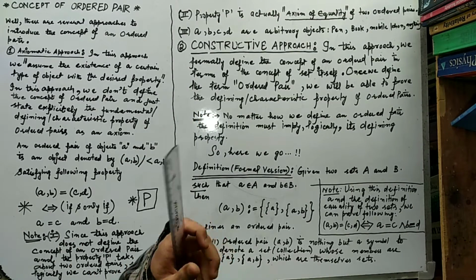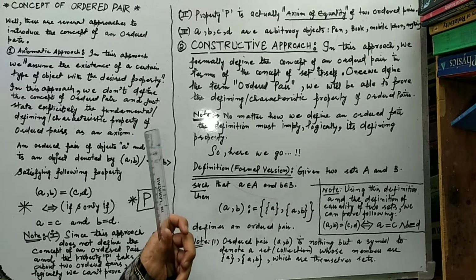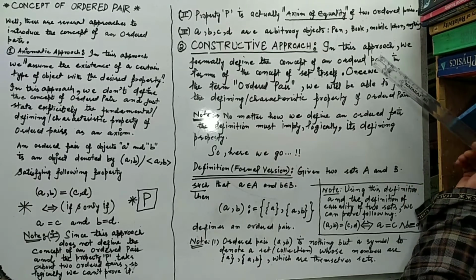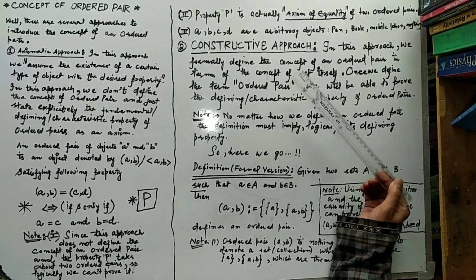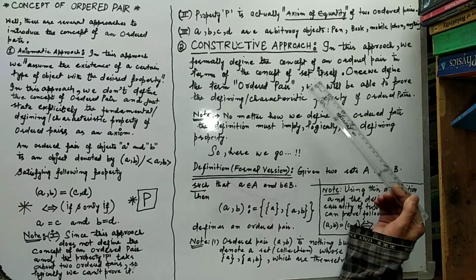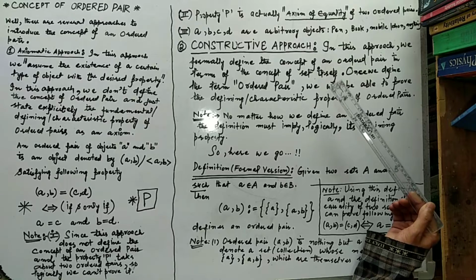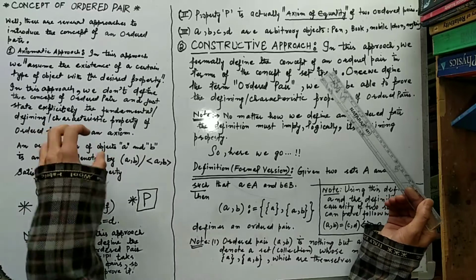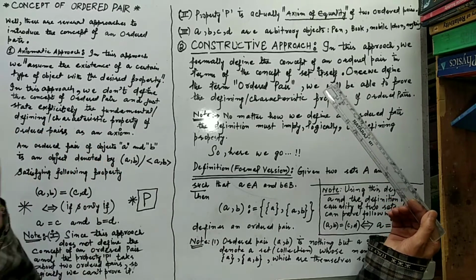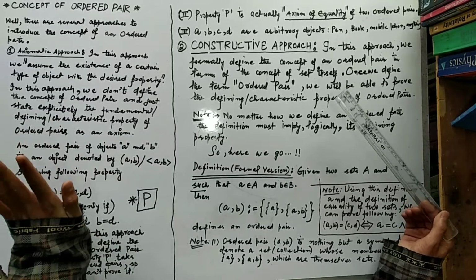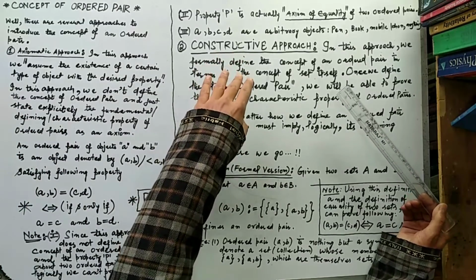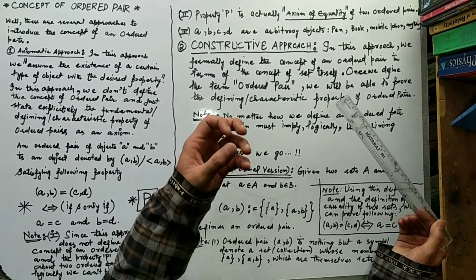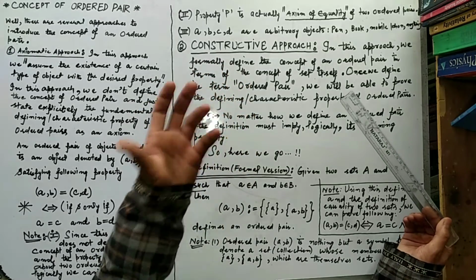Now we are going to discuss the constructive approach to the concept of an ordered pair. In this approach, we formally define the concept of an ordered pair in terms of the concept of set itself. This approach differs fundamentally from the axiomatic approach in this respect: in the axiomatic approach, we don't define an ordered pair. In the constructive approach, as the name suggests, we actually try to formalize the concept. We try to give the precise definition of what an ordered pair is.